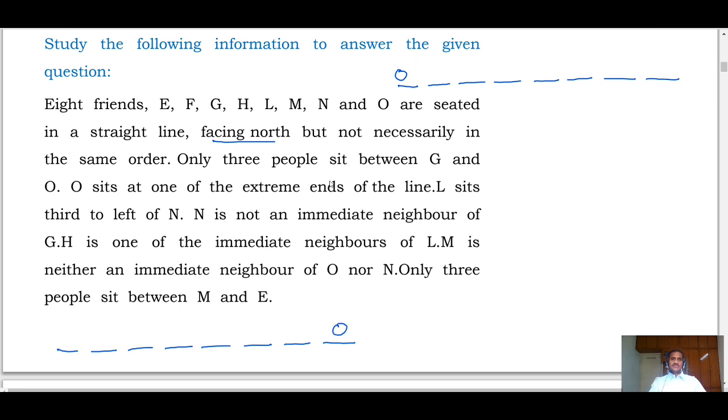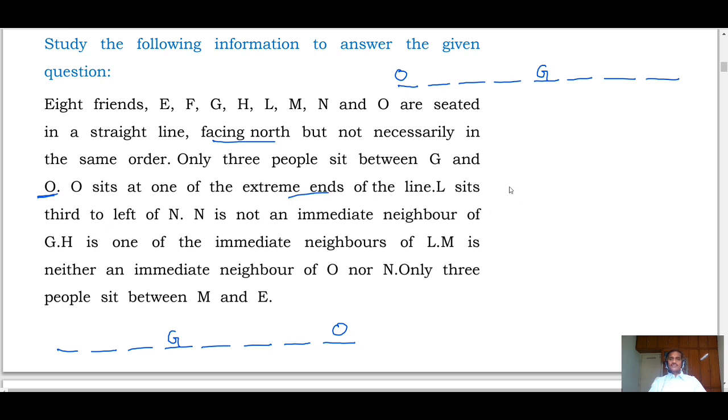Then how many persons in between O and G? 3 persons between O and G. As O is here, 1, 2, 3, G will be here. Now G is here. Only 3 persons between O and G. O sits at one of the extreme ends of the line. We have taken this information.